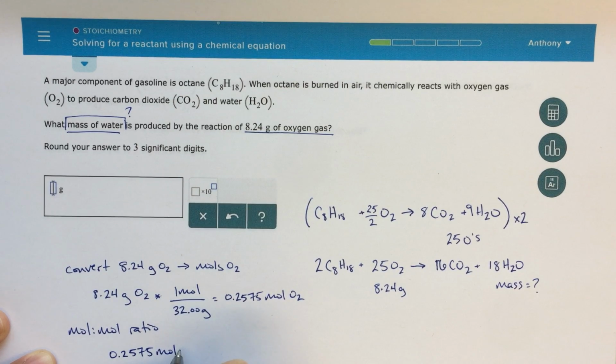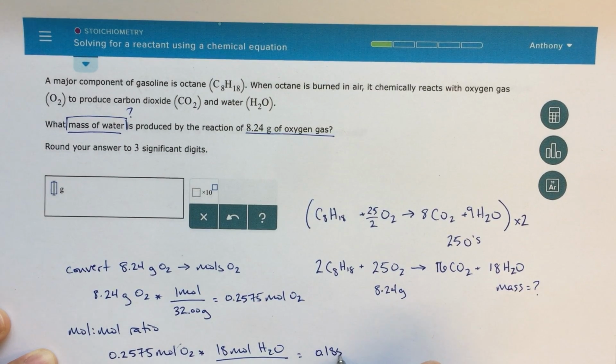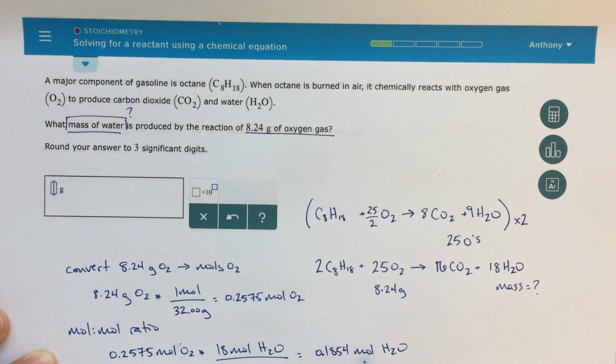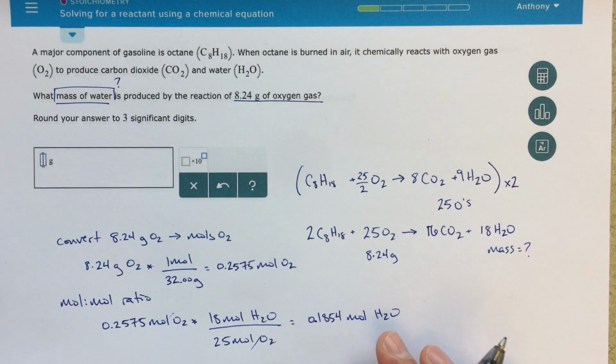And that's going to look like this, 0.2575 moles of O2 times 18 moles of water. I'm using this ratio of 18 to 25 sort of as a conversion factor. So I'm going to convert from moles of O2, right, those units will cancel, into moles of water. And that ends up giving me 0.1854 moles of H2O. This is the amount of water that would be produced. So make sure you guys can see that. This is going to be the amount of water that would be produced if I did this reaction, right? If I was able to react this 8.24 grams of oxygen to form water, to burn in this gasoline, this is the number of moles of water that I would end up with.